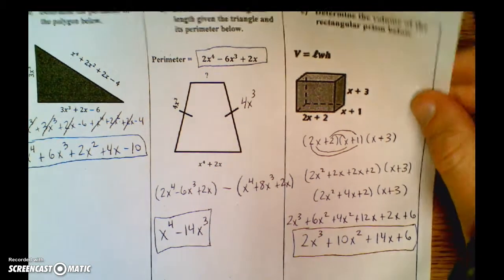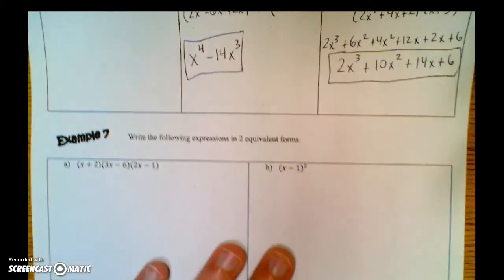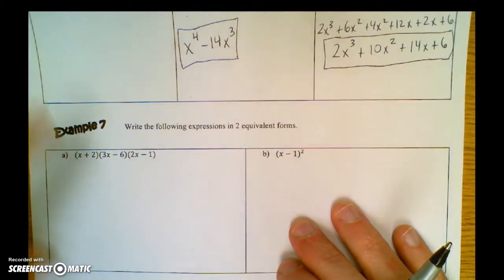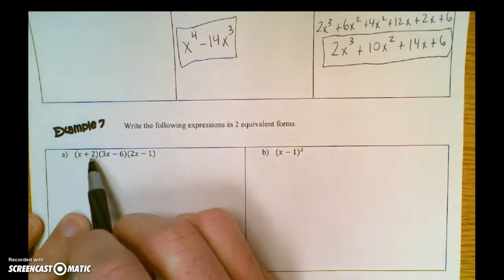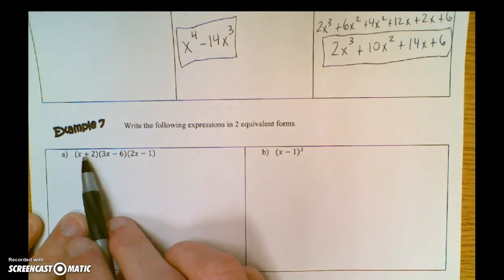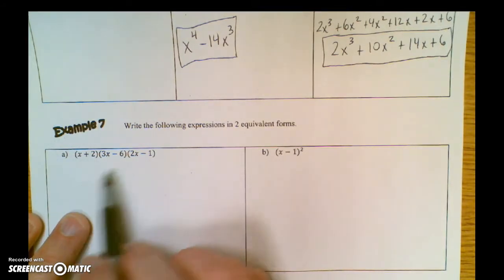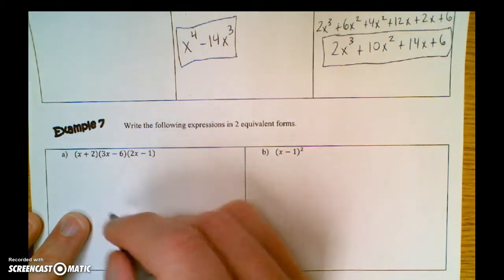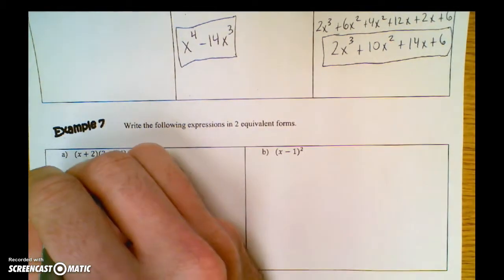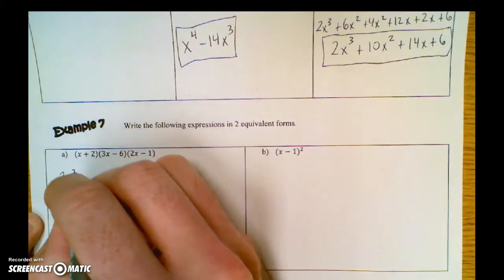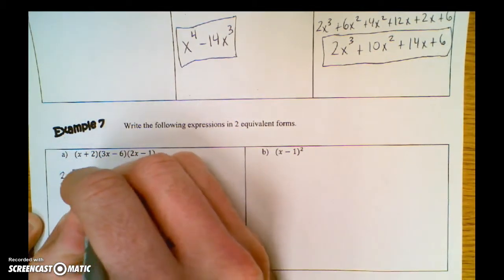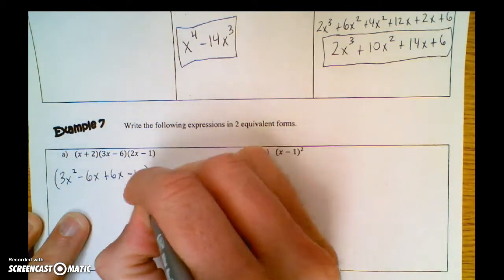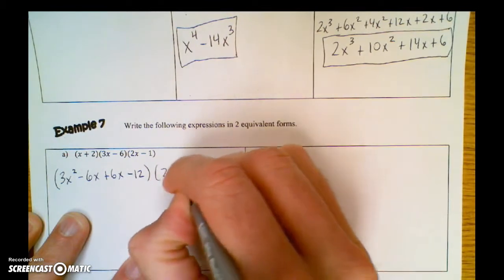Alright, and let's try the last two, example 7. It's asking you to write the following expression in two equivalent forms. So we're going to do the same thing here, where we multiply the first two binomials together, get our answer, then multiply by the third binomial. And actually doing that process will give us two of the equivalent forms. So I've got 3x squared minus 6x plus 6x minus 12 times 2x minus 1.